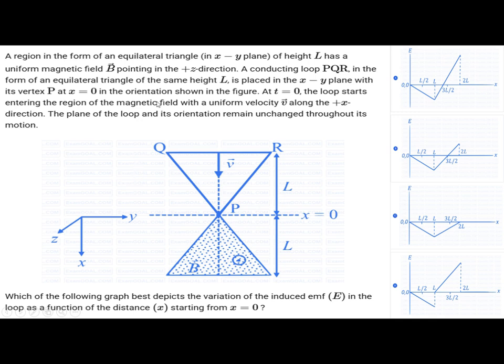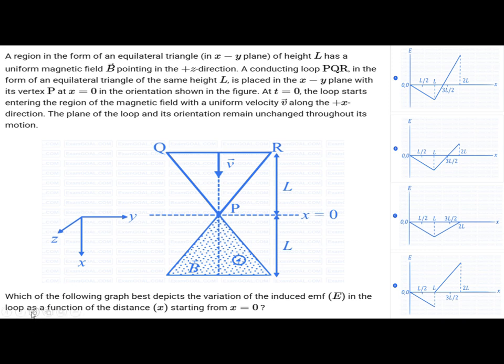A region in the form of an equilateral triangle of height L has a uniform magnetic field B pointing in plus Z direction. A connecting loop PQR in the form of an equilateral triangle of the same height L is placed in the XY plane with its vertex P at x equal to 0 in the orientation shown in the figure. So in this question there is a magnetic field in this region.